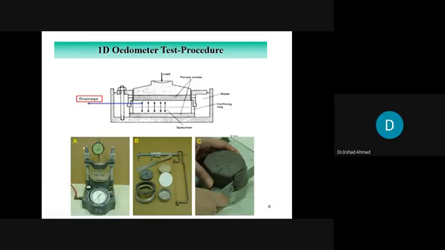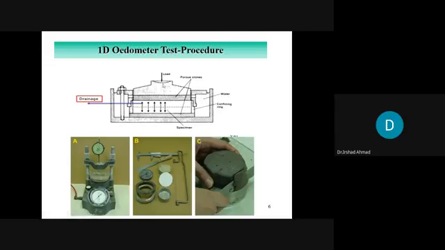This is the consolidation apparatus you see in picture A, and this is the schematic, a cross section of it. You see, this is the soil specimen. This disc shape is the soil specimen. Here in picture C, you see the soil specimen. This is the undisturbed soil specimen.